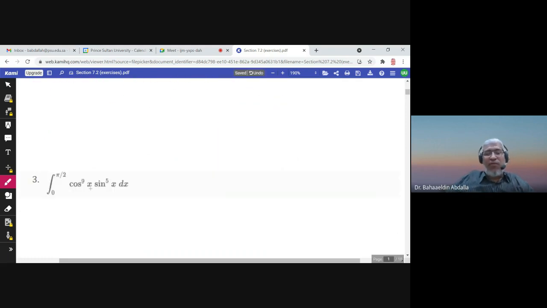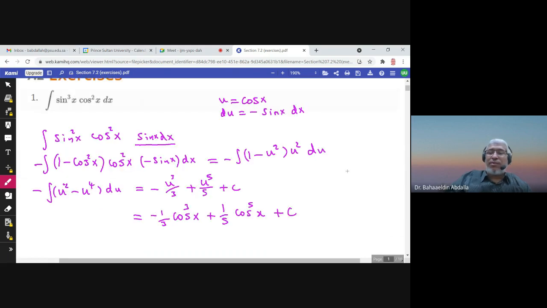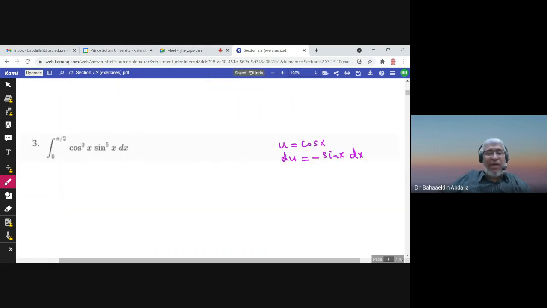Now, if one of them is odd, we will always do this method. So here we have sine to the power 5, cosine to the power 9. I'll choose the smaller power, so I'll deal with sine. Sine has an odd power, so I'll let u equals cosine. And then find du, that's negative sine x dx. And I arrange the integral.